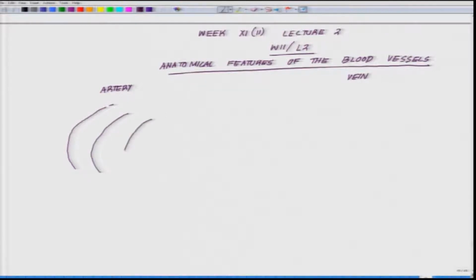Now if you look at the cross section of the arteries, it will be something like this. It's a much thicker structure because it has to withstand a lot of pressure. There is a 4-layer structure. The outer layer is called tunica externa, which is this layer I'm talking about. And this is a complete vessel.